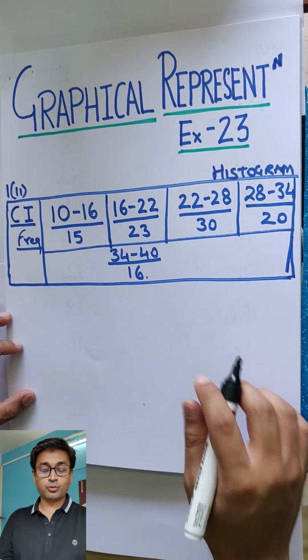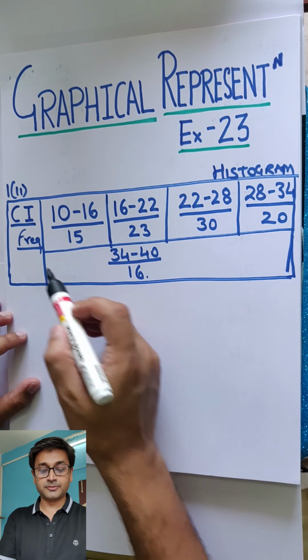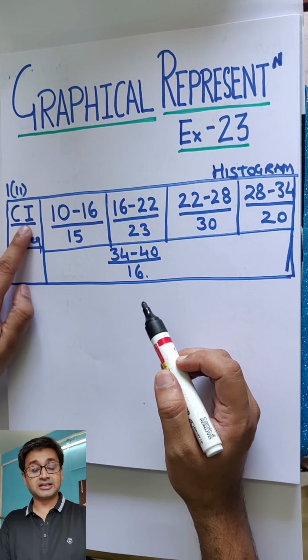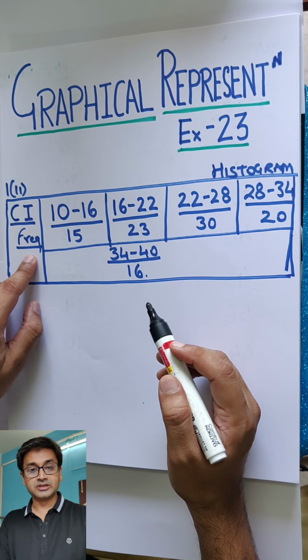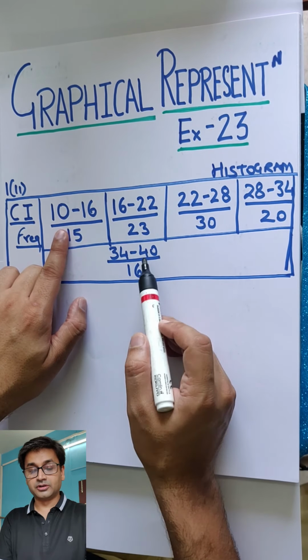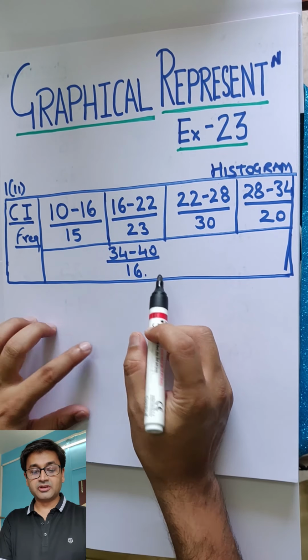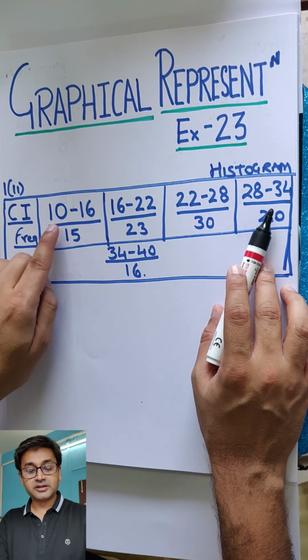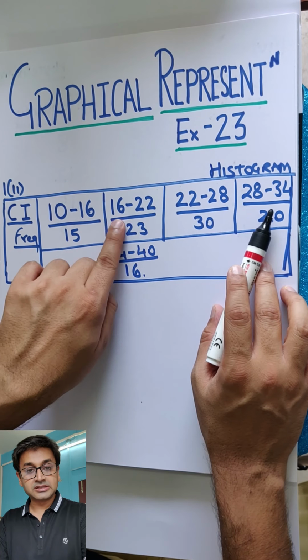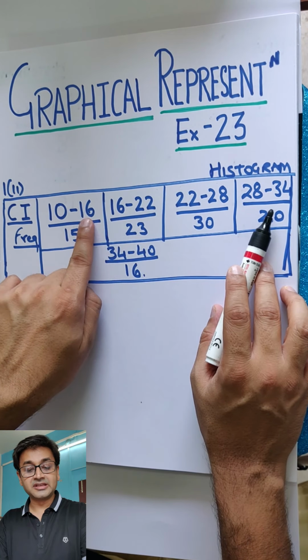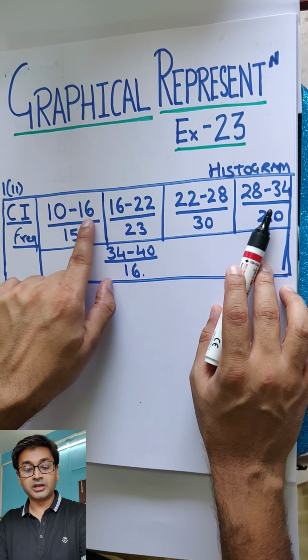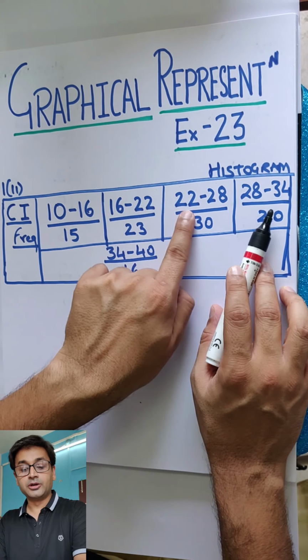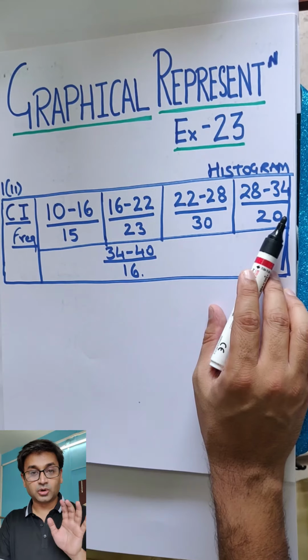So the first sum, 1 part 2, is what we are focusing on. It talks about CI, that is class interval, and the frequency. So class intervals are all in order. The first thing you need to see is whether the class intervals are continuous. What do I mean by continuous? 10 to 16, 16 to 22. It should not be 16 and then 17. This should be continuous or connected. 22, 22, 28, 28. That is called continuous.